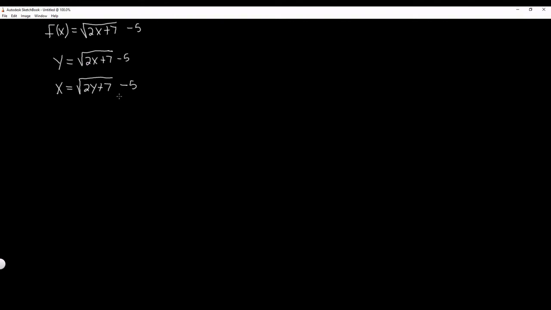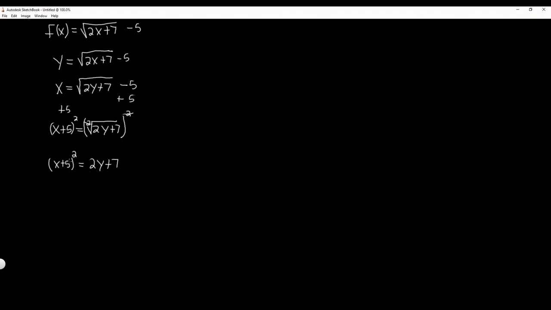So the first thing we can do is add 5 to both sides, and we'll get x plus 5 is equal to the square root of 2y plus 7. And then we have the square root here, and in order to get rid of that, we have to square both sides. So we'll raise it to the second power, and then we'll raise this side to the second power as well. And we're going to get x plus 5 raised to the second power is equal to 2y plus 7, because the exponent 2 and the index 2 cancel, and we're just left with 2y plus 7.